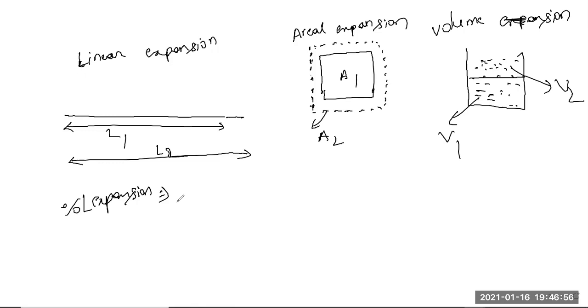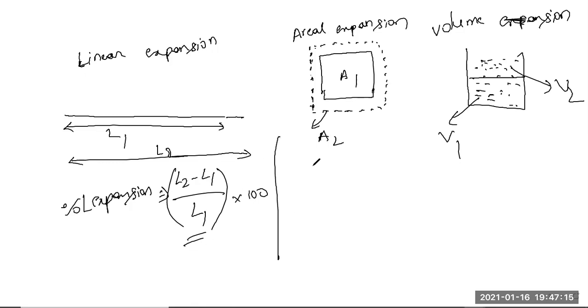So what is percentage of linear expansion? That is change in length divided by original length, right? So this is the percentage or fraction of thing that is expanded. If you multiply with 100, that will give you percentage, otherwise it will give you fraction, right?